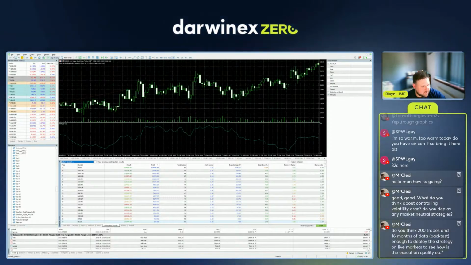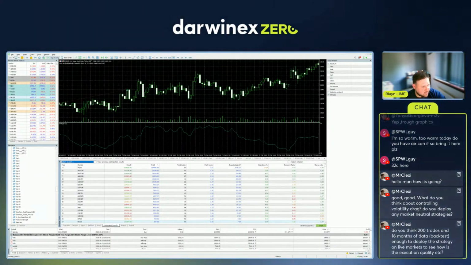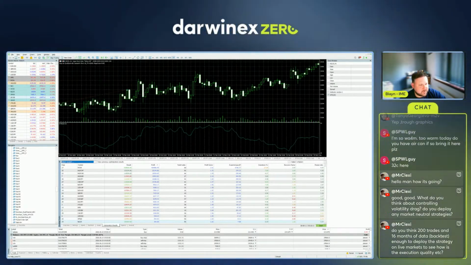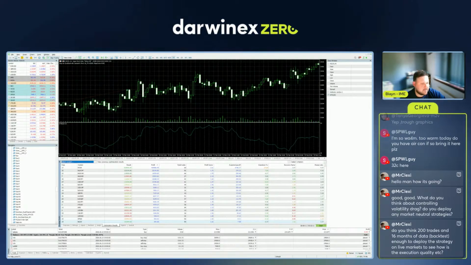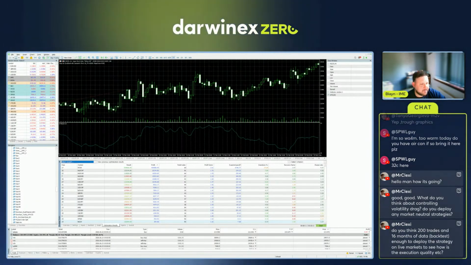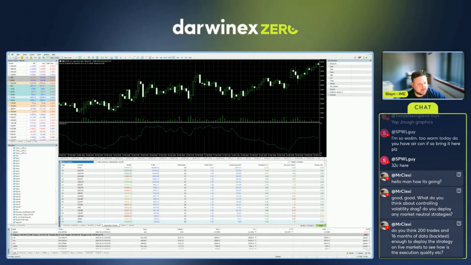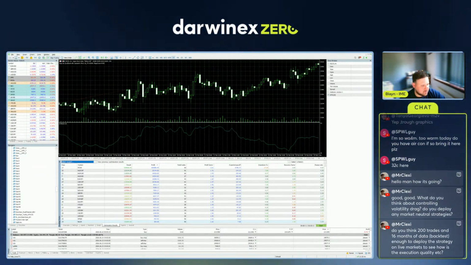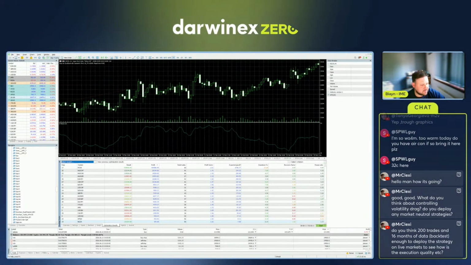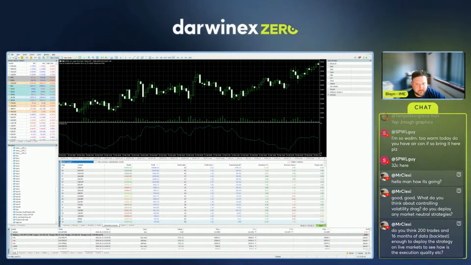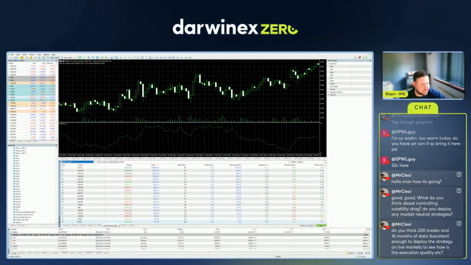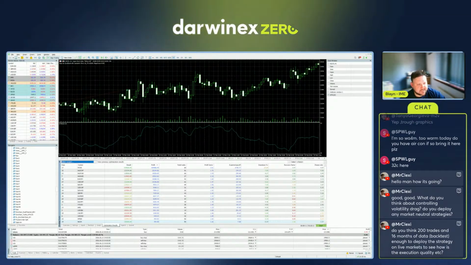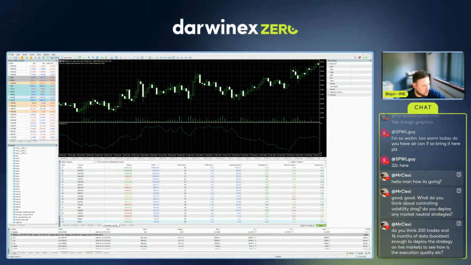Do you think 200 trades and 16 months of data is enough to deploy the strategy on live markets to see how the execution quality is? 200 trades and 16 months of data is, I would say, good. But if you've only tested it for 16 months and nothing prior to that, I would be quite careful, because markets do change at times. So make sure you've got some way of filtering out regimes and things like that. Again, there's no harm in putting anything in a demo account and testing the execution itself. No problems with that whatsoever.